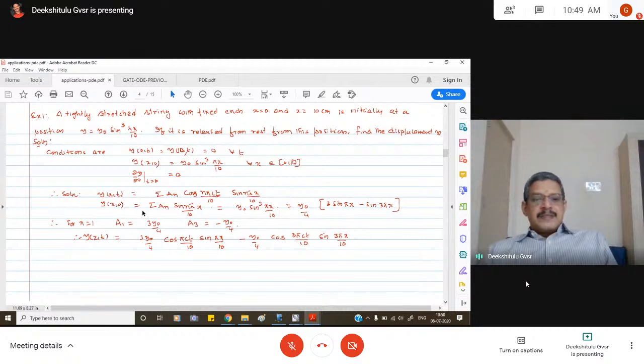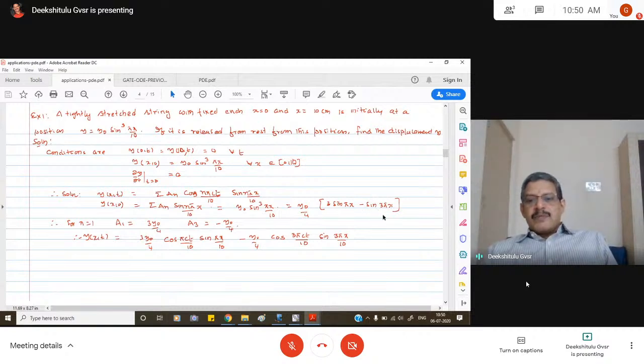Now, if you compare this series expansion with this, what we require is a n. What is the coefficient here? Sin pi x is the first term. When do you get sin pi x here? Only when n is equal to 1. So when n is equal to 1, we get a1 sin pi x by 10. So this is 3 y0 by 4 into sin pi x. So if you compare the coefficient, a1 becomes 3 y0 by 4.